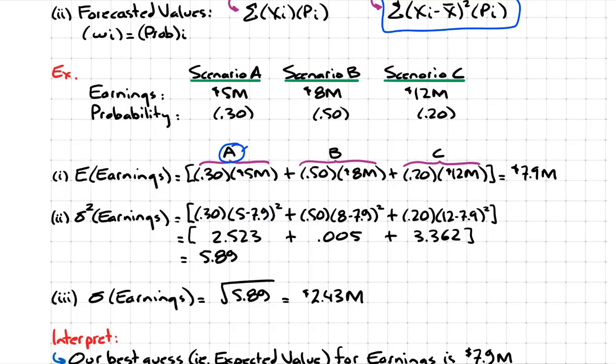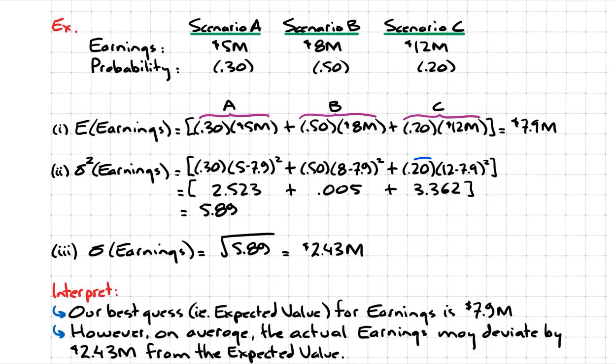Now let's shift over to B, right? So what's the probability of B occurring? 50. And what's the dispersion of B from its mean? Again, square. And then finally, event C. What's the probability of event C? 20. What's the dispersion of event C from the mean? It's right there. Remember to square. And then you just add all these up, and you get 5.89. But 5.89 is the variance.